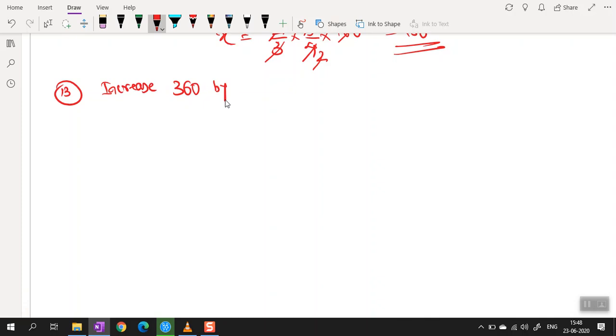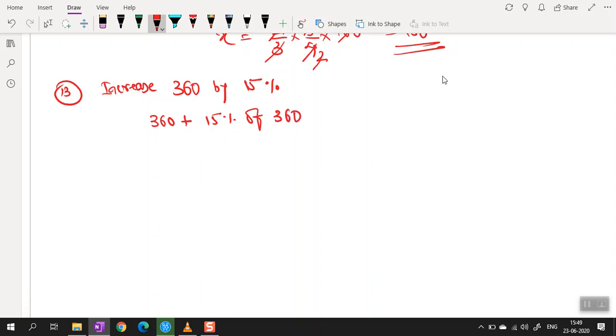Increase 360 by 15%. So it will become 360. Okay, we have to increase 360. Increase means plus 15% of 360. See, we cannot just add a number to percentage.